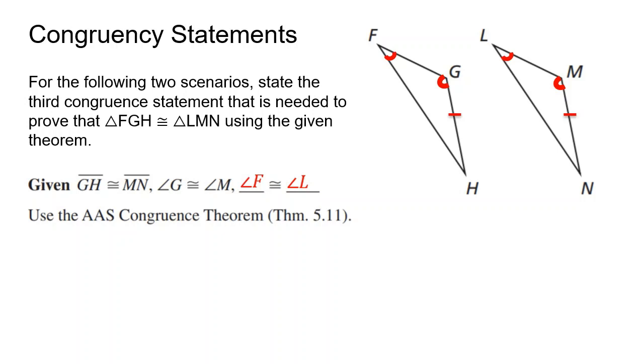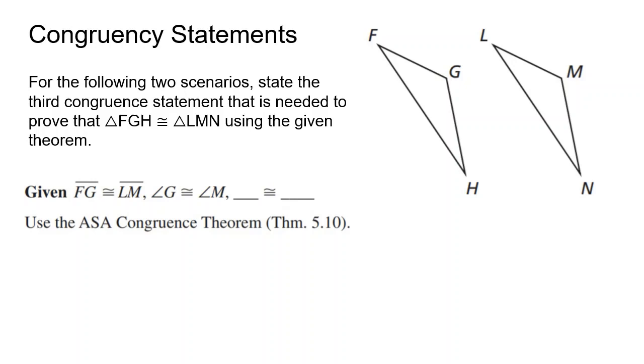If we wanted to do the same thing using angle-side-angle, given similar information, in this case we're given that FG and LM are the same, they are congruent. We're also given that the same angles we had earlier, G and M, are congruent, and we now want to prove that these 2 triangles are congruent using the angle-side-angle theorem.